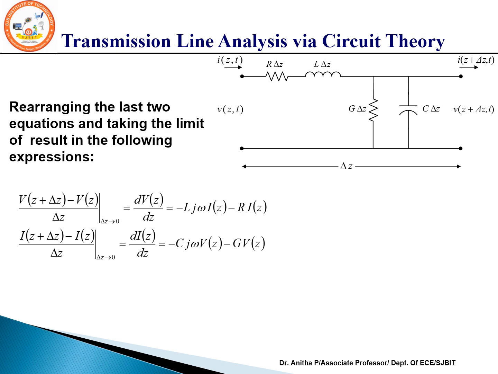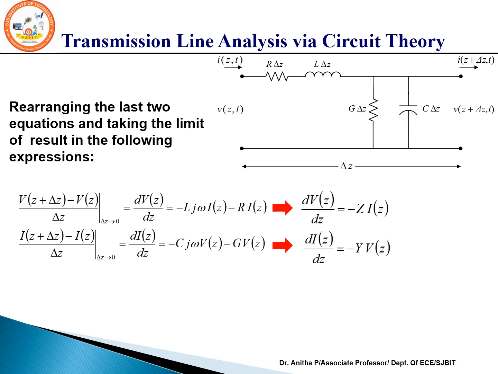If you rearrange, representing that, taking voltages on one side and differentiating that with respect to delta Z and making that delta Z very small, which is nothing but dV by dZ. The other side which you are left with is j omega L into I of Z minus R into I of Z. Similarly, the current equation, you can rearrange the expression in the previous slide. By rearranging this, you will get the governing equation dI by dZ as C into j omega into V of Z minus G of Z.